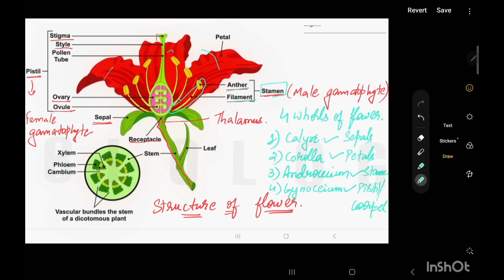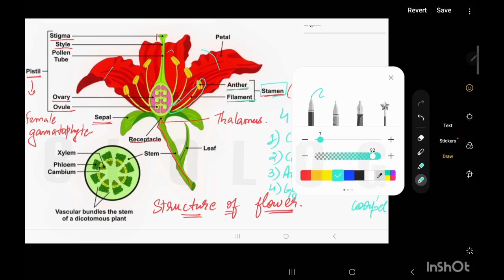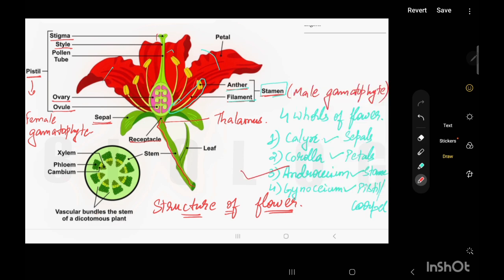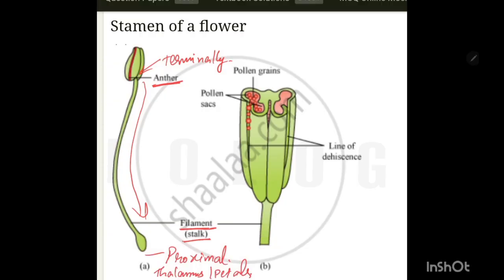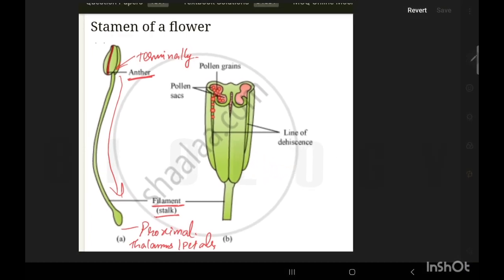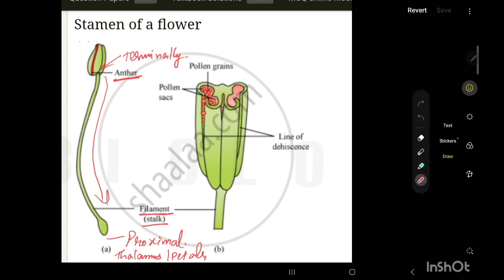So in this chapter, sexual reproduction in flowering plants, we will go through androecium and gynoecium in detail. We'll start with the pre-fertilization event, that is the structure of the first male gametophyte, pollen. Pollen is on the stamen of the flower. This stamen has a long slender filament, and a terminal anther, and the proximal end is attached to thalamus or petals of the flower.